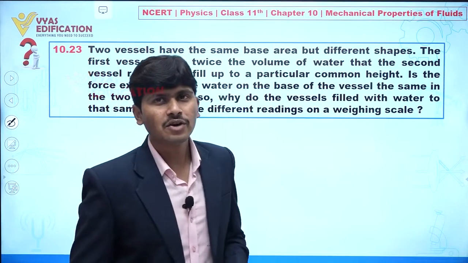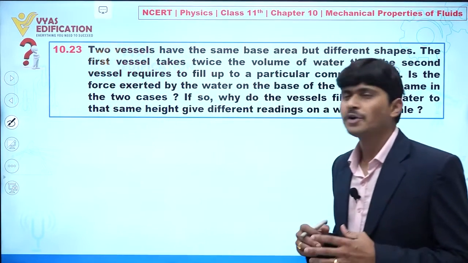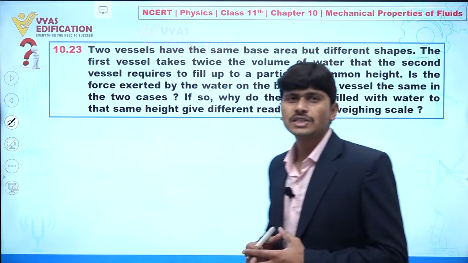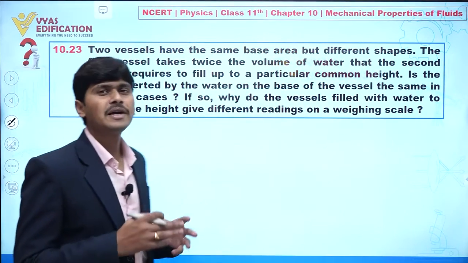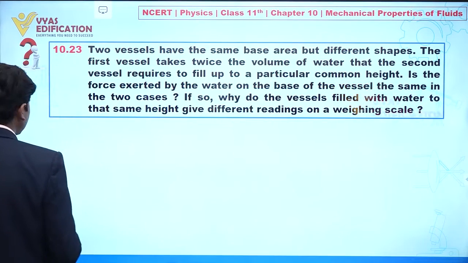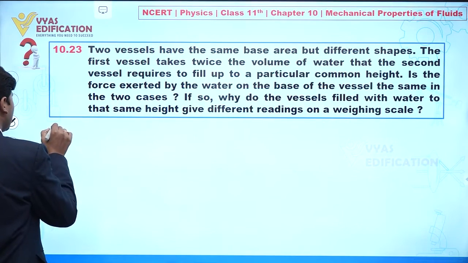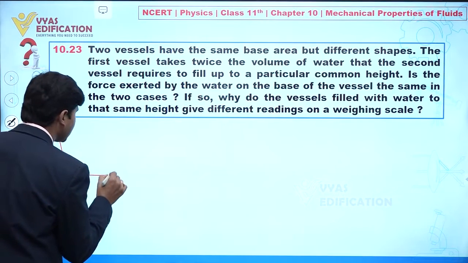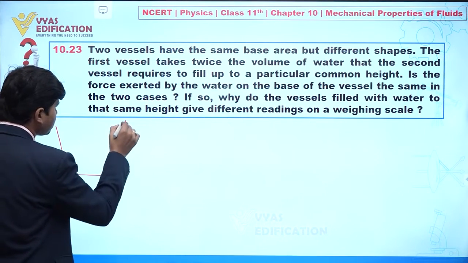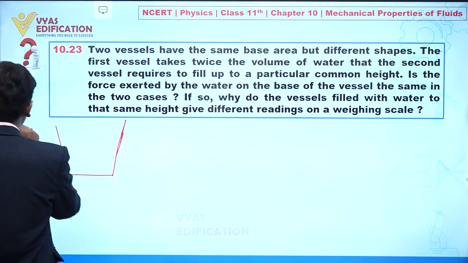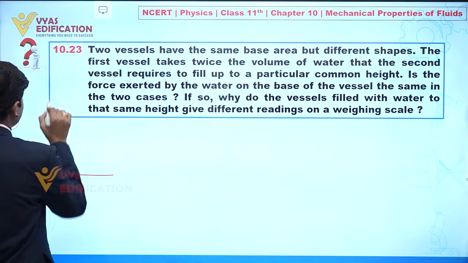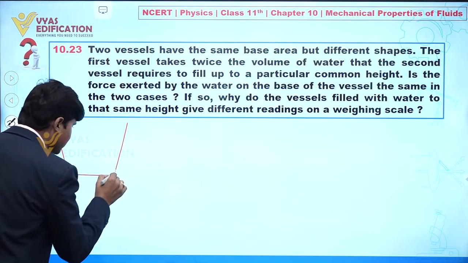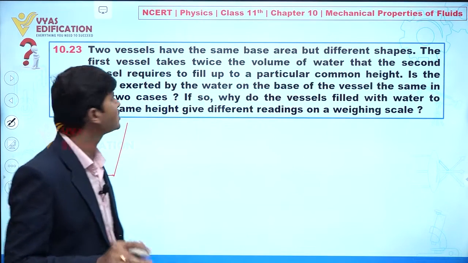Now dear student, we are going to discuss question number 10.23, and in this question it is given to you two vessels have the same base area but different shape. Clear? So first of all I am drawing here, let's suppose this is a container, or we can say let's suppose this is a vessel. Clear? This vessel is given to you.